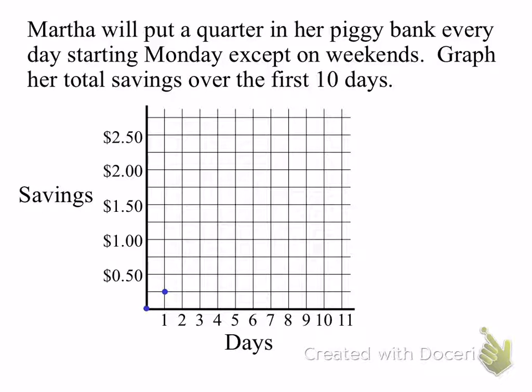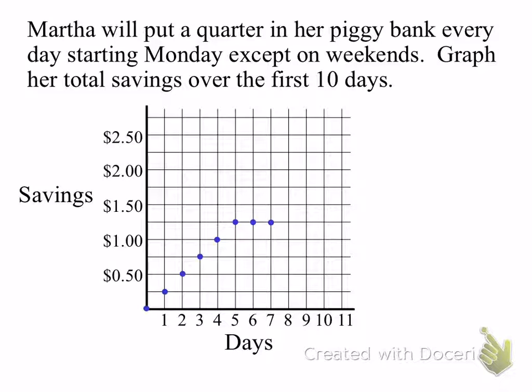Day 2. Day 2, I always work across first. I go on day 2, I go this way, and then I go up to 50 cents, and that's where my point goes. On day 3, right, I'm going to go over 3 days, up 25 more cents, right? You guys with me? Yeah. And I'm going to keep going, and I'm going to go all the way on.